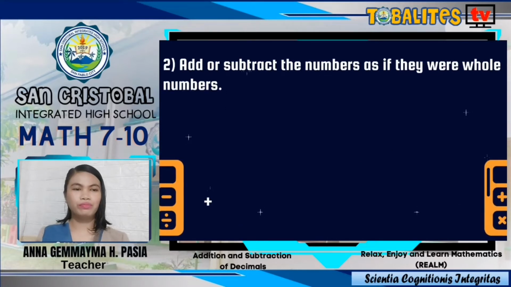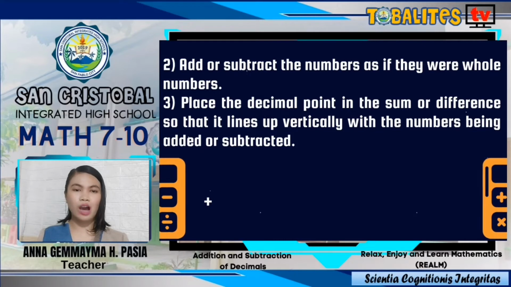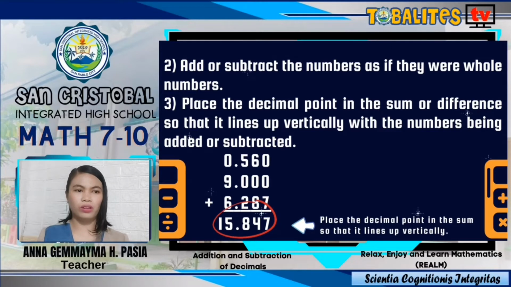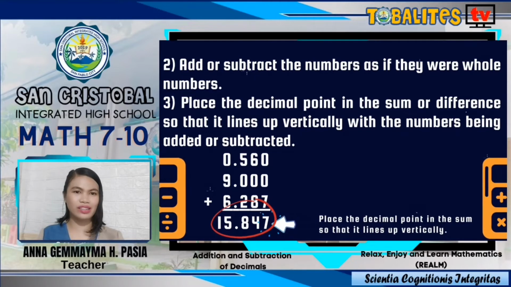Step 2. Add or subtract the numbers as if they were whole numbers. And for step 3, place the decimal point in the sum or difference so that it lines up vertically with the numbers being added or subtracted. Just take a look at the example. Place the decimal point in the sum so that it lines up vertically. The answer will be 15 and 847 thousandths.